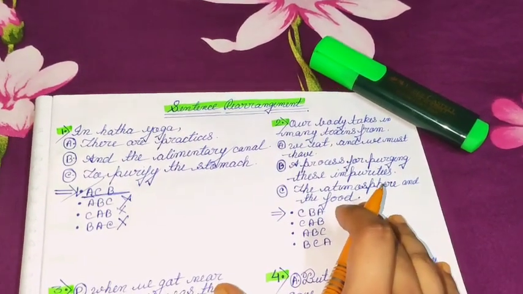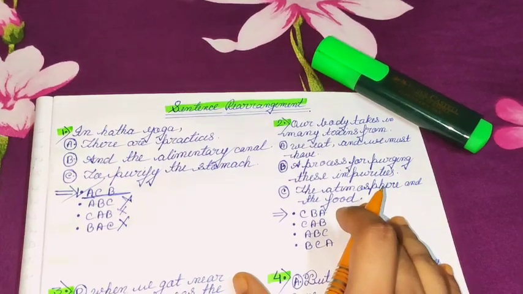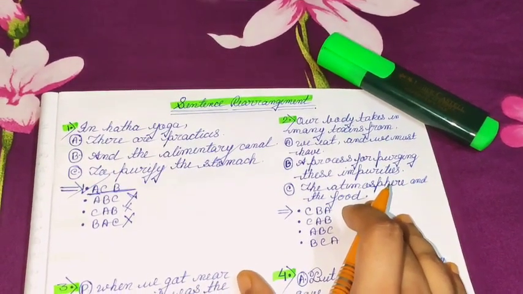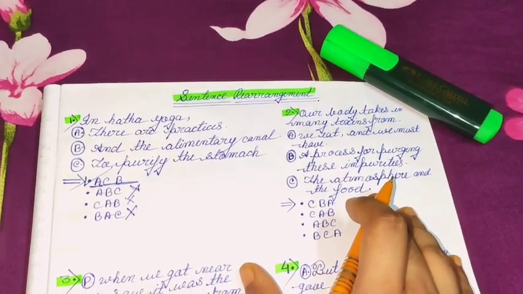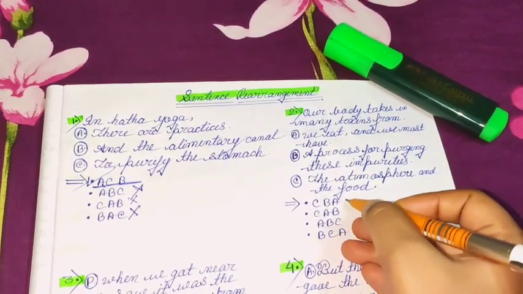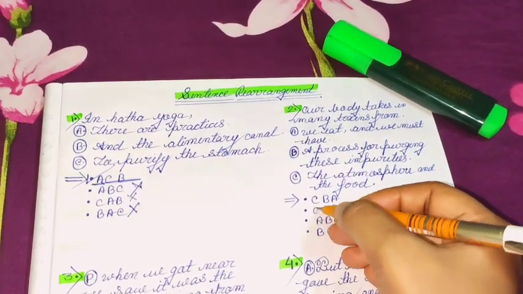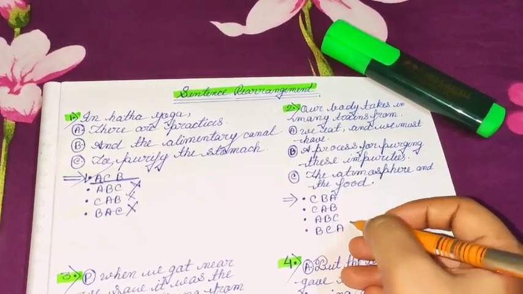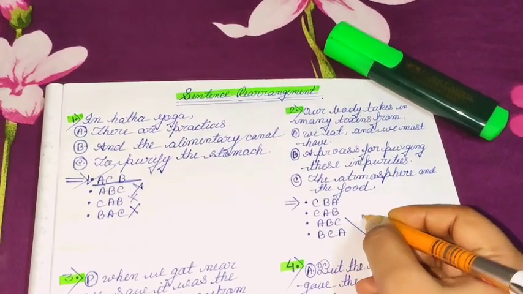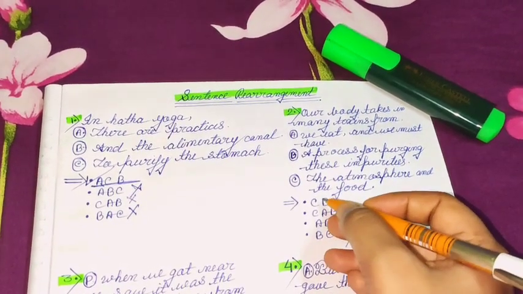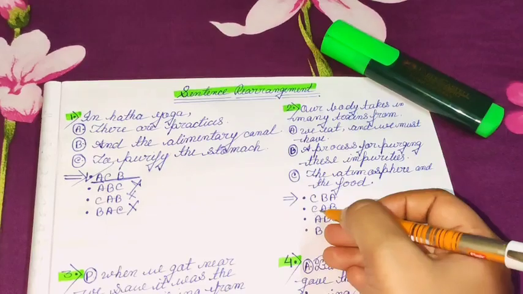So now you have to find out which option is giving you C at first. So here you can see these first two options are giving you C at first, and the rest of the options are not, so they are already incorrect. Now you have to find out either this one or this one, CBA or CAB.